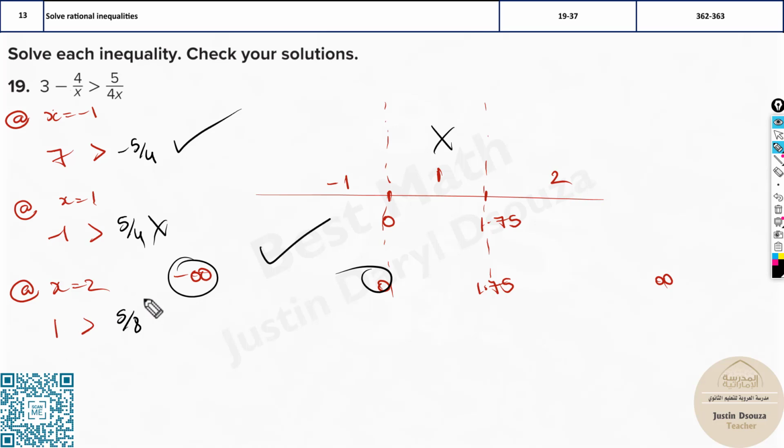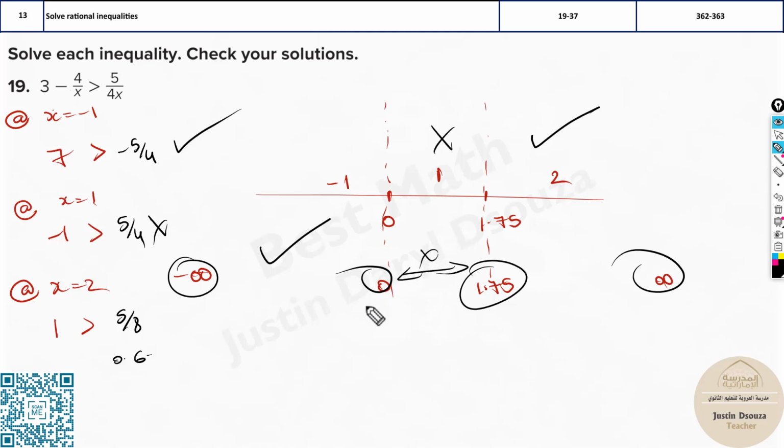And lastly, is 1 greater than 5 by 8? Yes, that is true, because 1 is over here, 5 is smaller than 8, so it will be 0 point something. Okay, it will be 0.67 something. So this is also true. We have two answers, this and this are true, but this one in the middle is absolutely wrong.